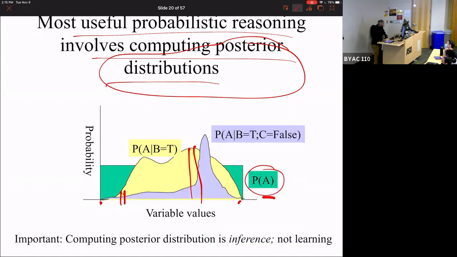So this would be the kind of thing you really hope for. P of A given B equals true, C equals false, says A will most likely be just in this region.